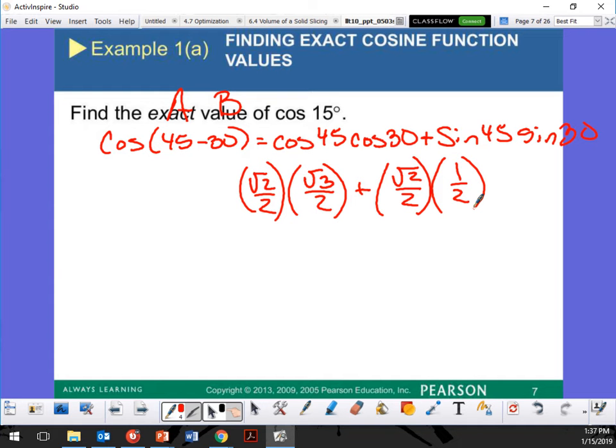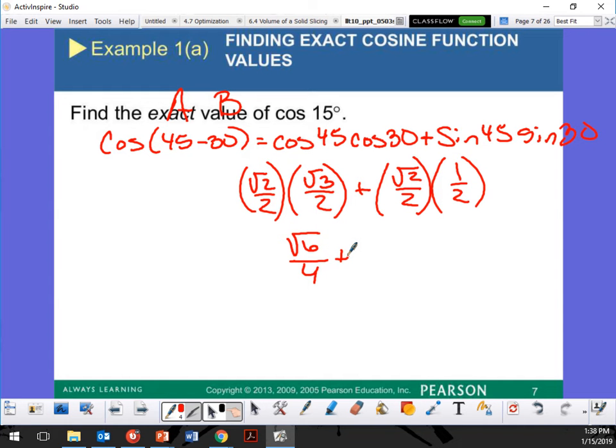Is this easy? Just a lot of work, but it's pretty easy though. So now we need to put this together. So let's multiply them together. When I multiply rad 2 times rad 3, rad 6. Rad 6 over 4.